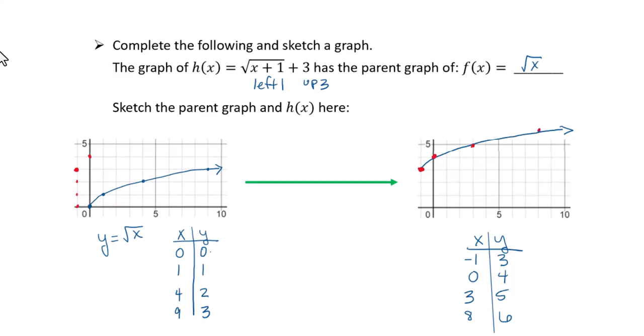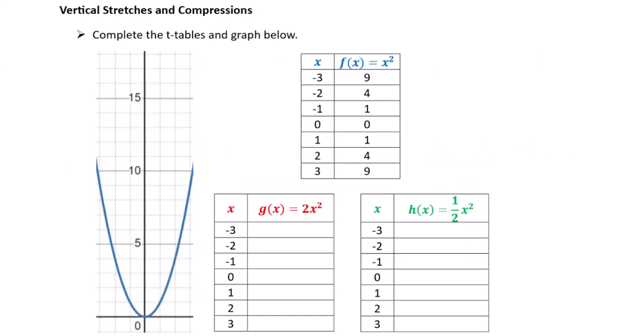Okay, so you can see how to do it as a graph and also by manipulating the numbers in the table based on your formula. Now let's introduce vertical stretches and compressions. We'll complete the t-tables here and graph each of the functions. This is a well-known function, the quadratic parabola. So we're going to just look at the graph that we have gotten before with this type of function.